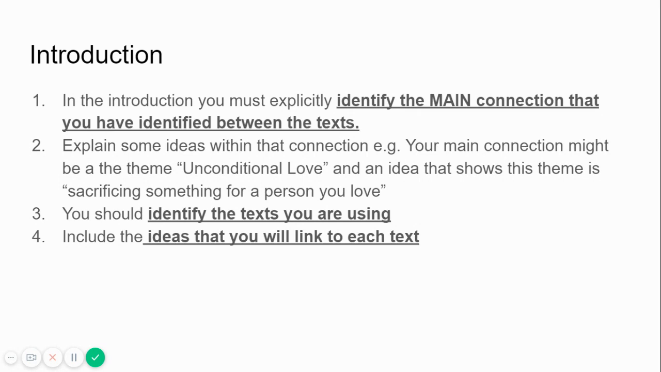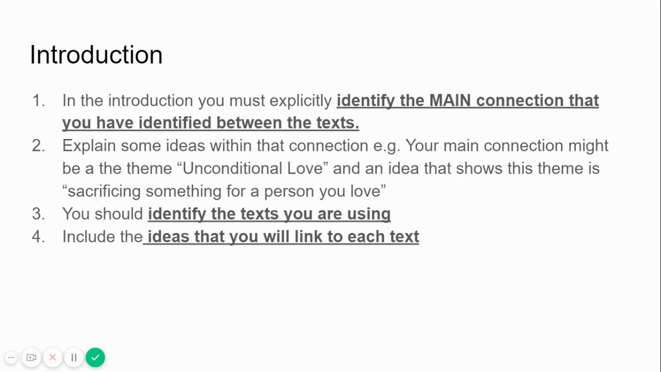So that is one idea, one example of unconditional love being shown as a thematic element that could occur in multiple texts. The third thing that's really important to include in your introduction is that you need to identify the texts you're using. So much like other English-based essays, in your introduction you need to tell the reader what text you are talking about. This would be a good place to include the name of the text and possibly the writer or director when you identify the text that you're using.